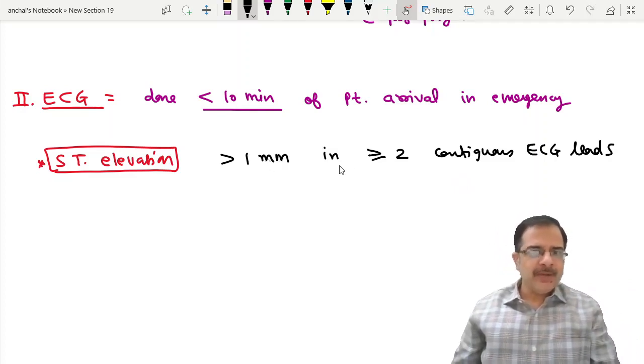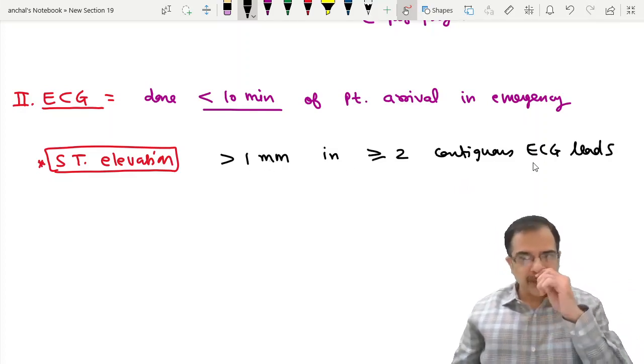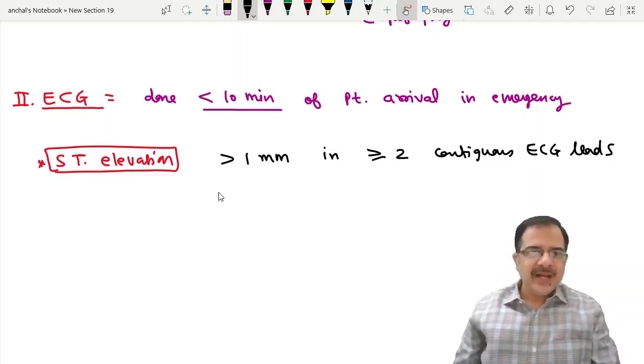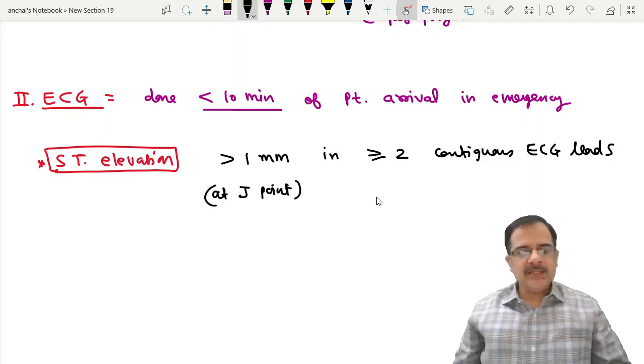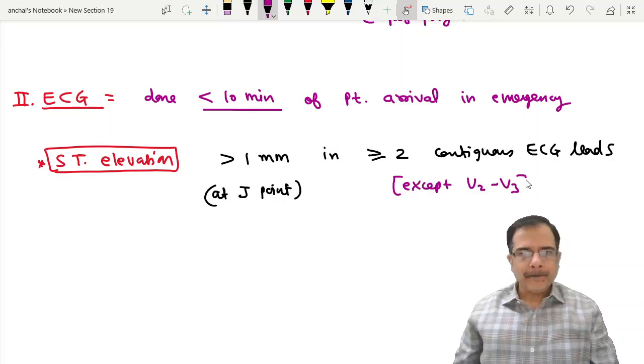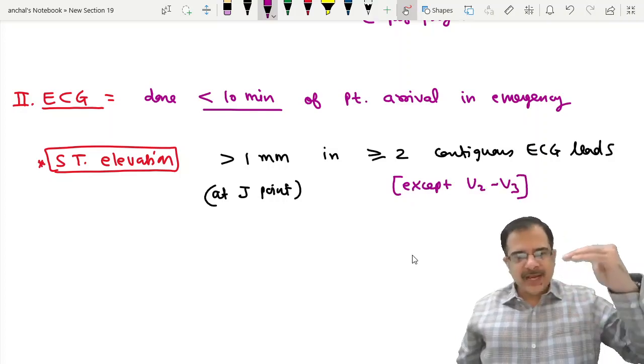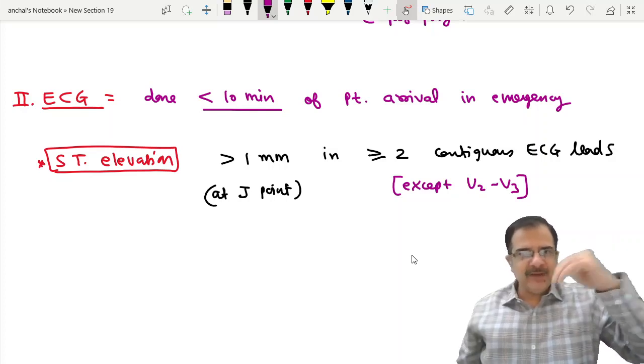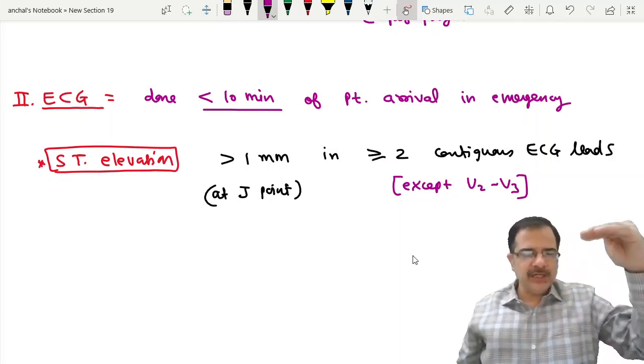So more than 1 mm in more than or equal to 2 contiguous ECG leads, and it is assessed at the J point. The J point is the junction of the QRS with the ST segment, with one important exception: leads V2 and V3. Because normally in V2 and V3 there is a slight physiological elevation. The J point is physiologically elevated.